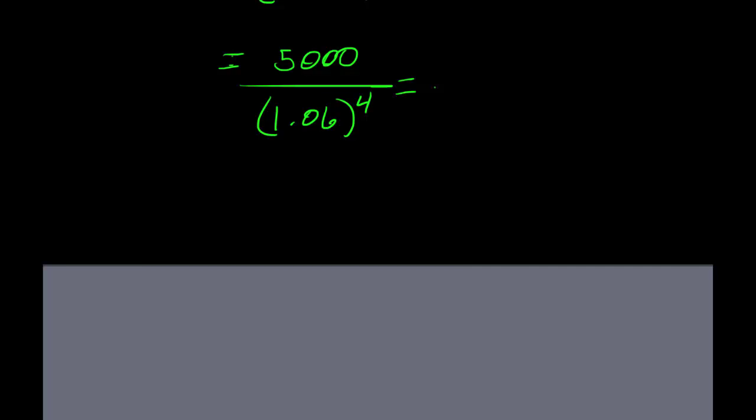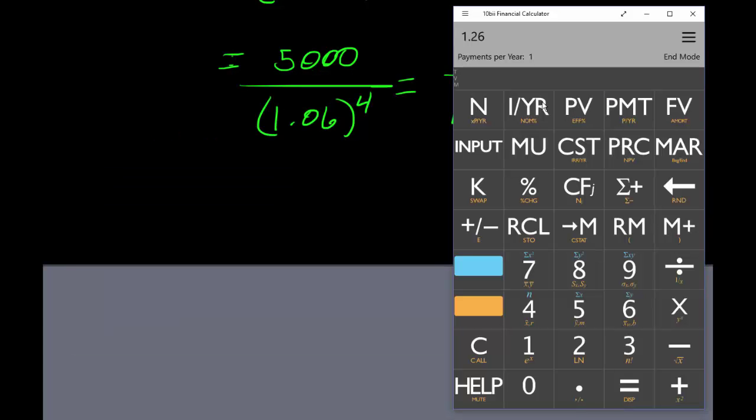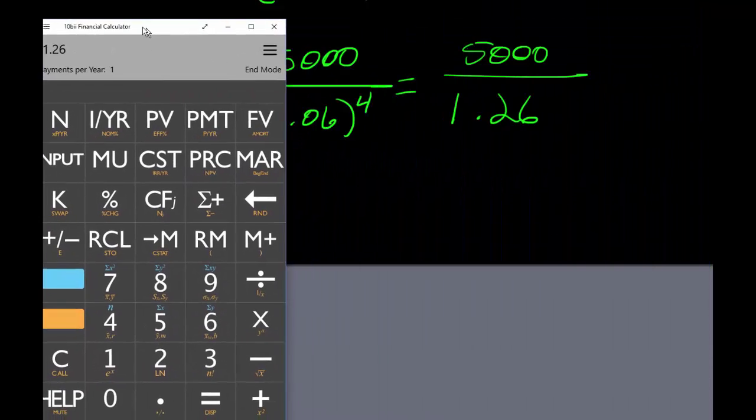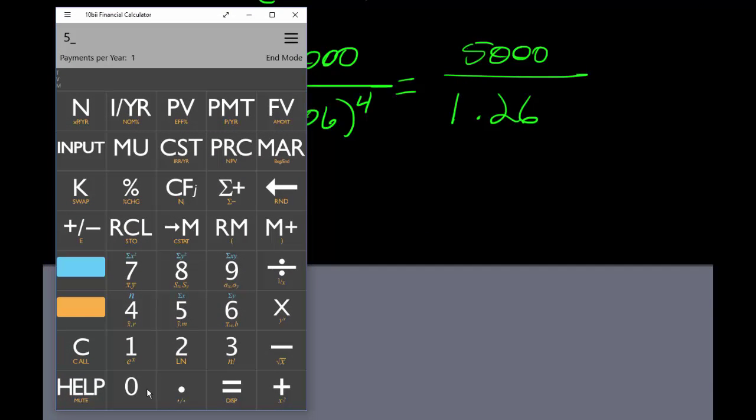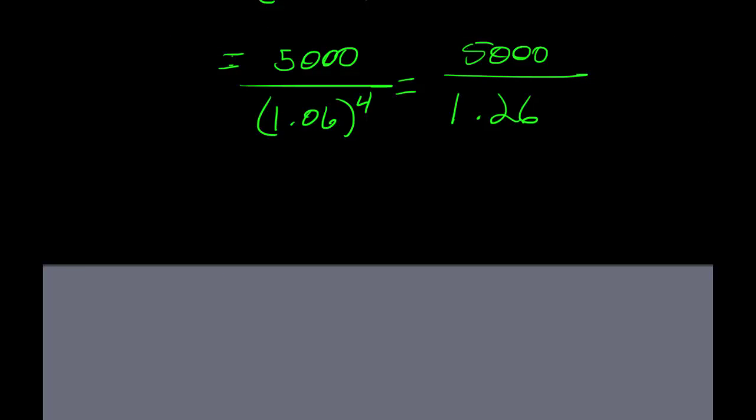So the denominator is going to be 1.26, so that's 5,000 over 1.26. After that, it's just a matter of division. 5,000 divided by 1.26 equals 3,968.25. So this whole thing equals $3,968.25. This is my present value.